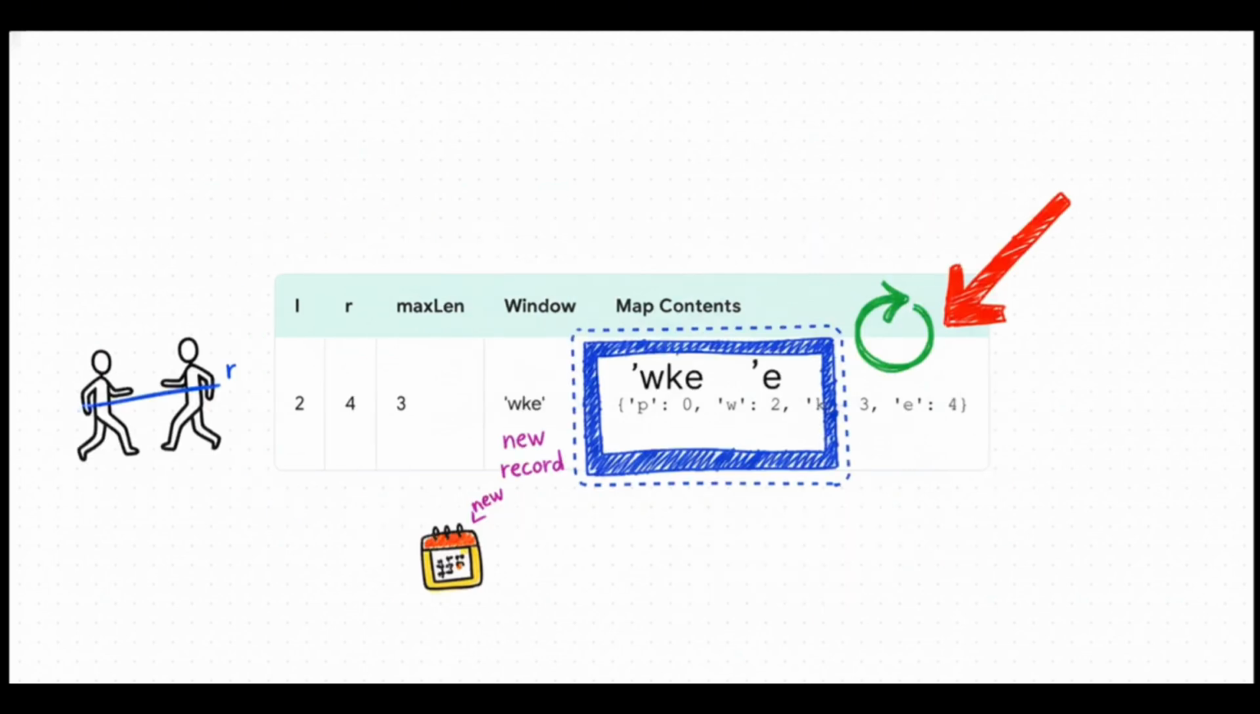Next, the right pointer moves to E. Again, it's a new character, so the window grows to WKE. Now, what's the length of that? It's 3. And that is a new record, so we update our max length to 3. And of course, we record where we saw E in our map.